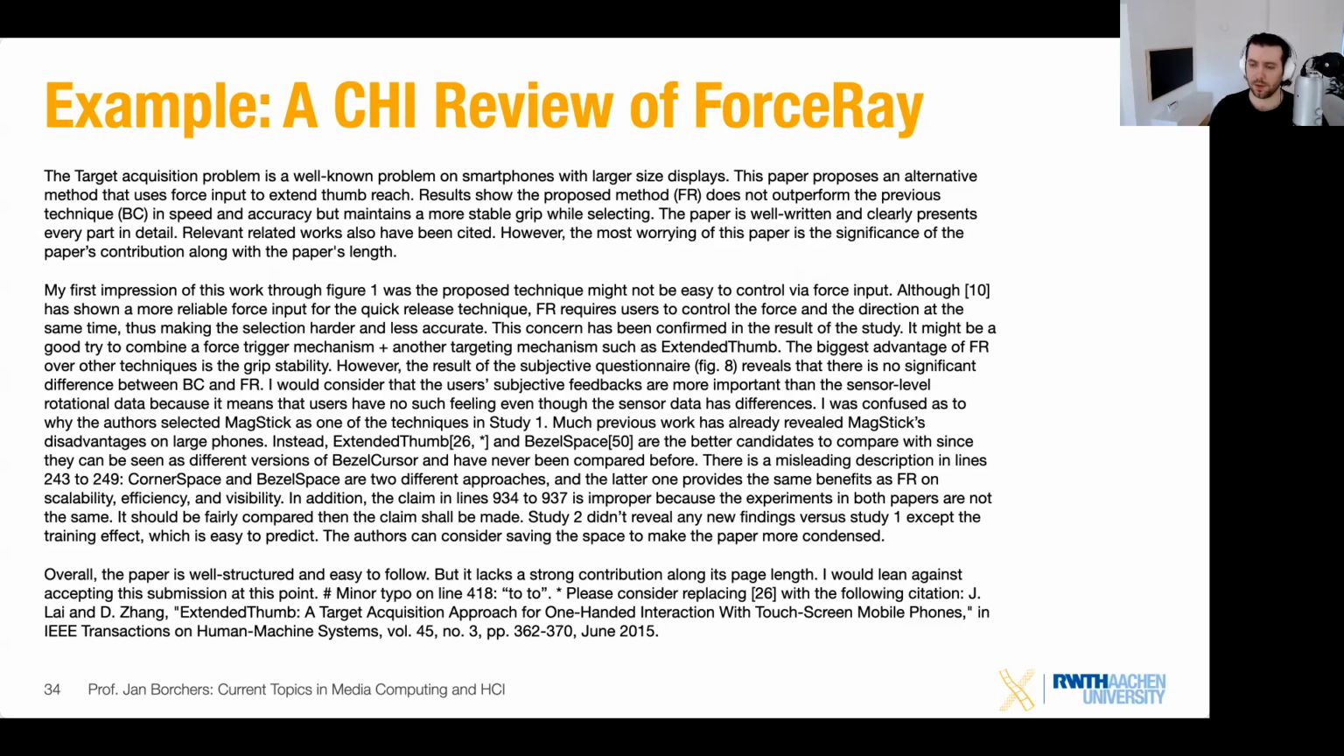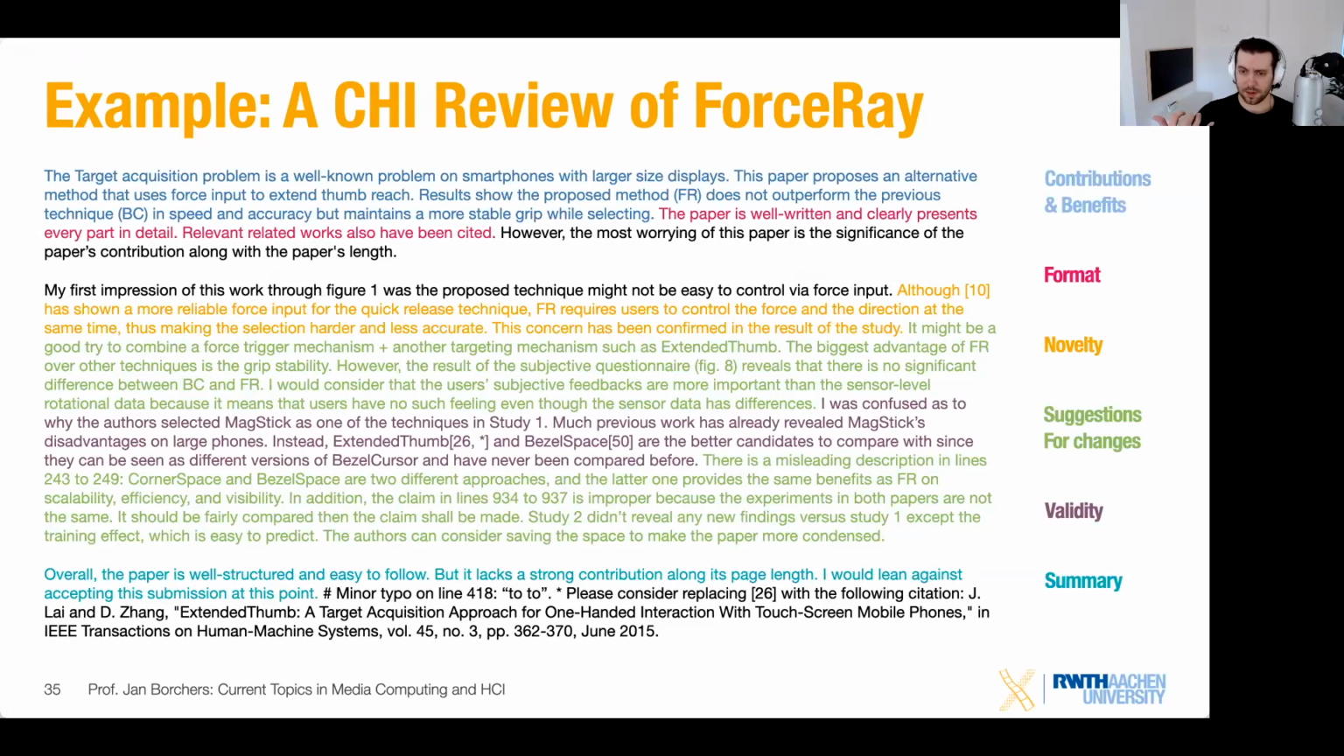That's it. So let's have a look at the different parts of it. I marked this up for you. Let's start with, first of all, the contribution and benefits.